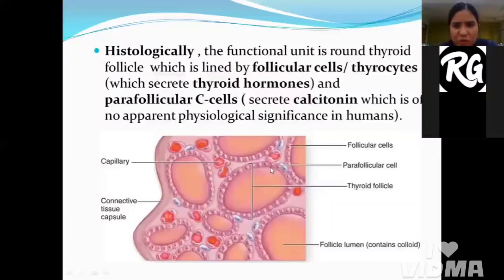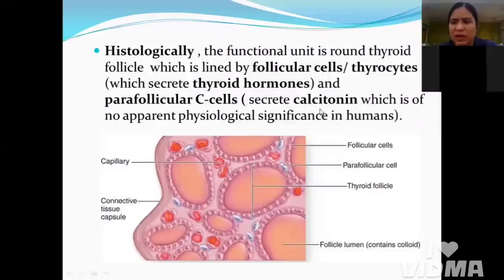These follicular cells are also known as thyrocytes. They secrete the thyroid hormones T3 and T4. And the parafollicular cells secrete calcitonin, which is of no apparent physiological significance in humans. But it has a role in metastasis. In some types of thyroid cancer, the calcitonin levels in the blood increase and tell about the prognosis of the cancer. Calcitonin, as the name suggests, also has a role in calcium homeostasis in the blood.